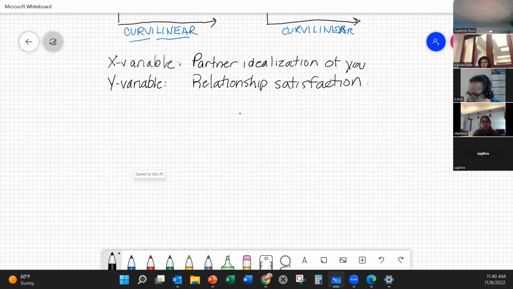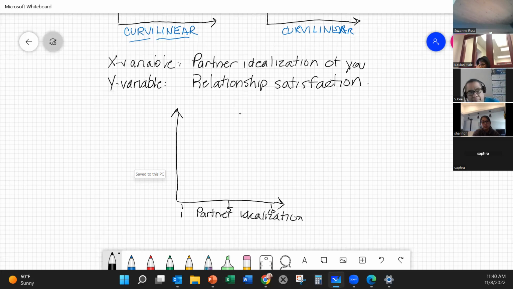So now let's say your partner thinks you're the worst thing ever. How happy are you going to be in your relationship? If they think really badly of you, let's get these on a continuum here. Low levels on the X variable. Here is our partner idealization. Let's just make it a scale of 1 to 10. Let's imagine, and let's put your relationship satisfaction also on a scale of 1 to 10. And let's imagine some data in here.